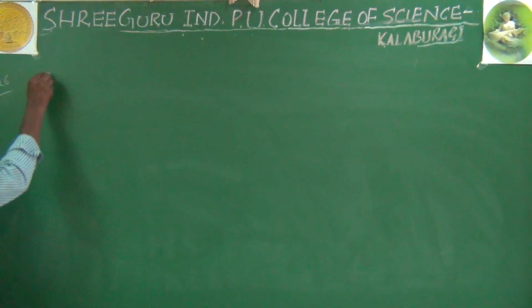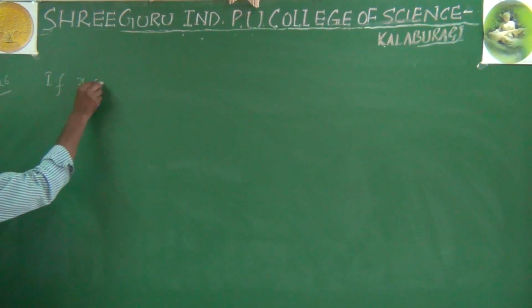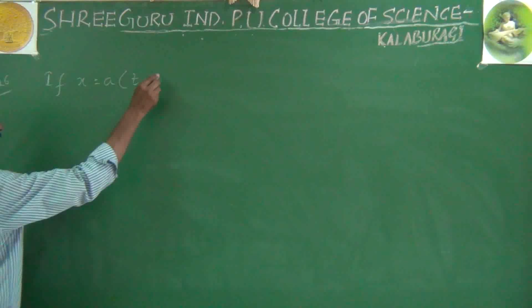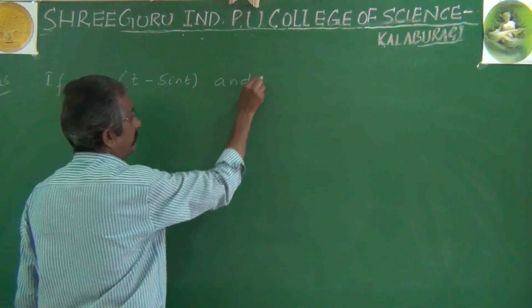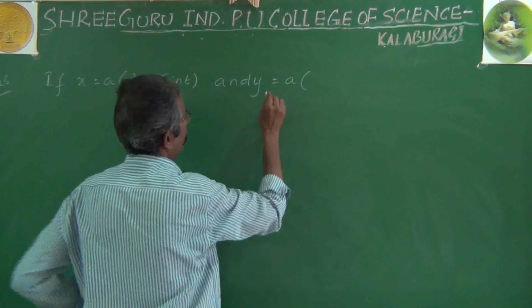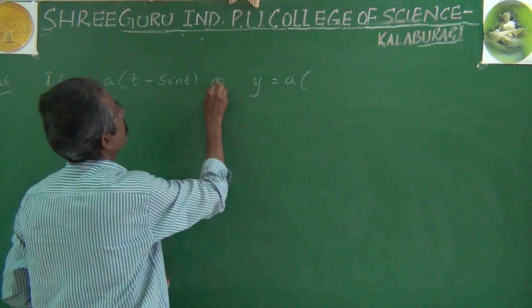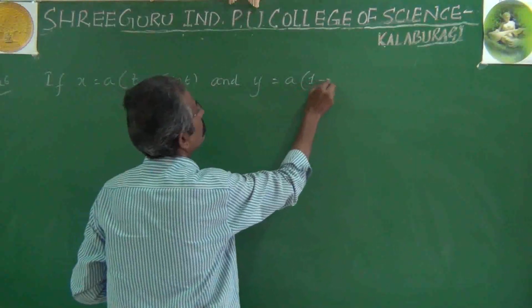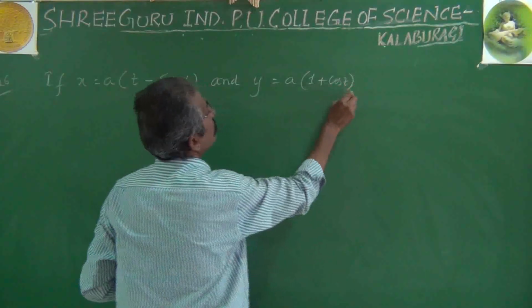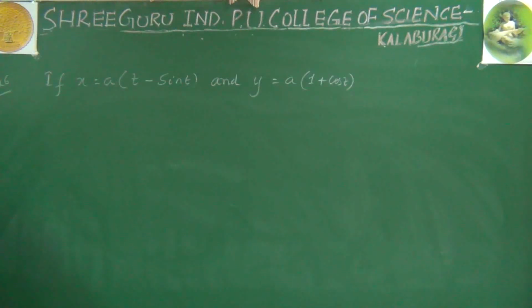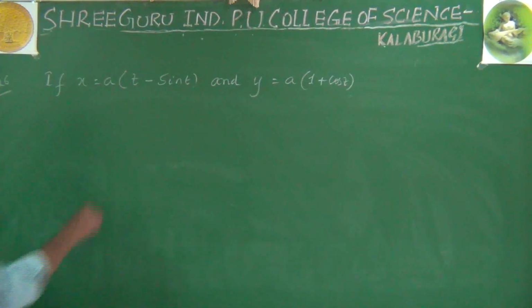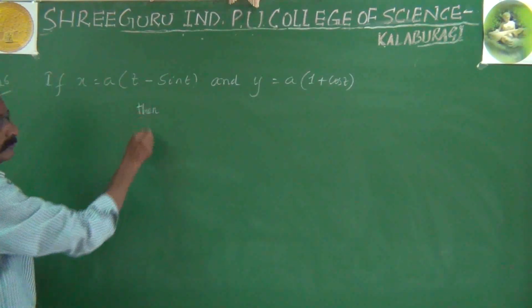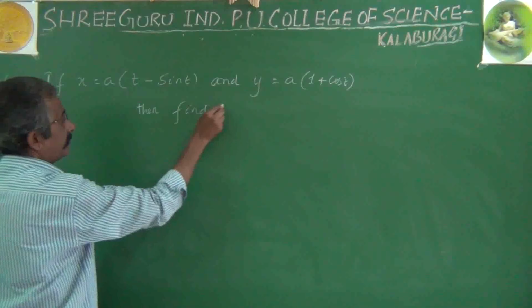Next question. If x equals a into t minus sin t and y equals a into 1 plus cos t, then what you are given is that x equals a into t minus sin t, y equals a into 1 plus cos t, then find dy by dx.